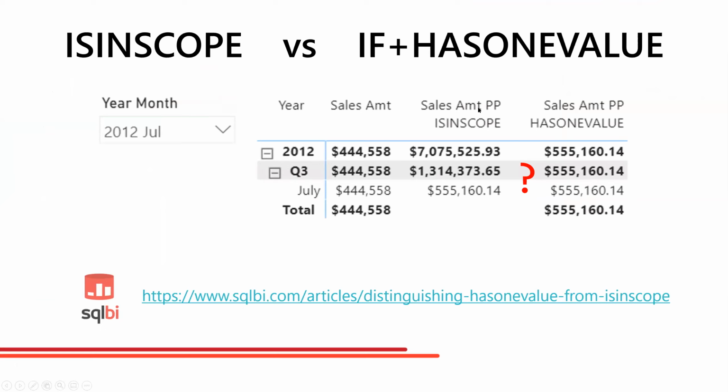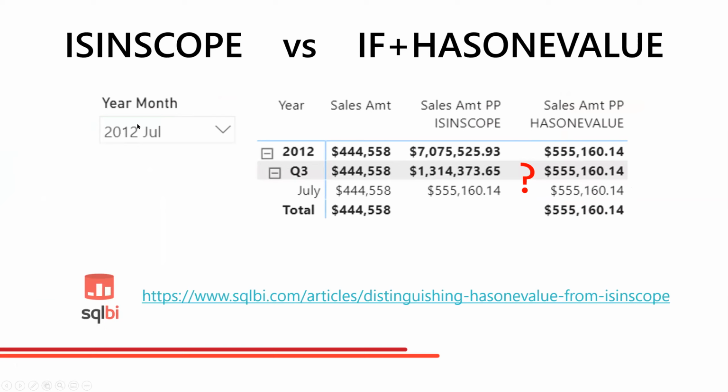So in this calculation, we're using the ISINSCOPE, and in this calculation, we're using the HASONEVALUE approach. And at the lowest level, at the month level, it's showing the same value, and that's okay. That's what we would expect. The trick here, though, is that we've got a slicer over here. And so we're actually filtering for July 2012.